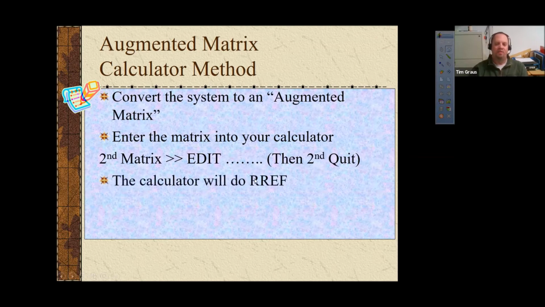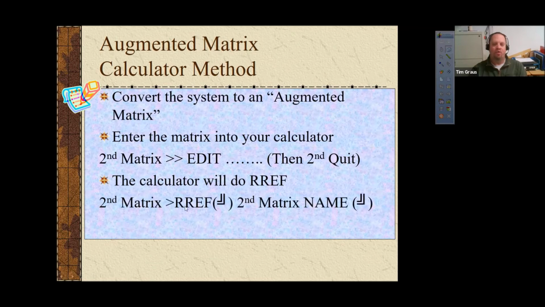Third, the calculator will do row reduced echelon form. There's a command to make the calculator go through that entire process. Change the matrix from the original form to the row reduced echelon form. The way you get to that command is hit second matrix, go over to RREF, enter, hit second matrix again, and tell it the name of the matrix that you're going to do the RREF of. Finally, convert back to a system of equations and you'll have your solutions.